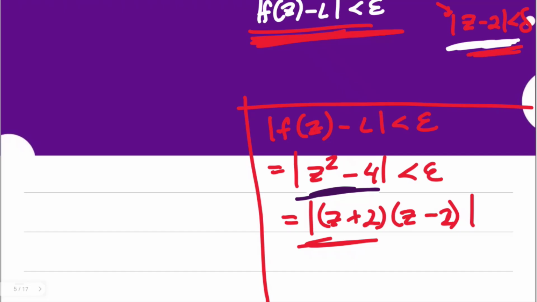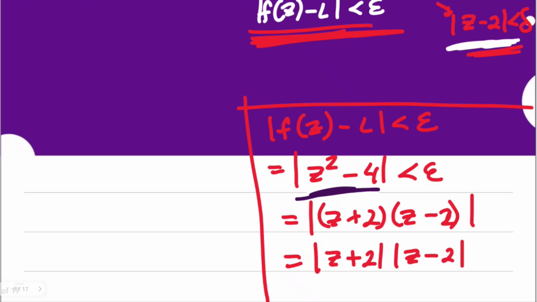So what we can do here is, of course, separate them by the property of the product of absolute values. Again, sorry, this is actually 2: the absolute value of z plus 2 times the absolute value of z minus 2, and this should be less than epsilon. Since the absolute value of z minus 2 is less than delta, we're halfway there. What we need to do here is to come up with a representation for this.